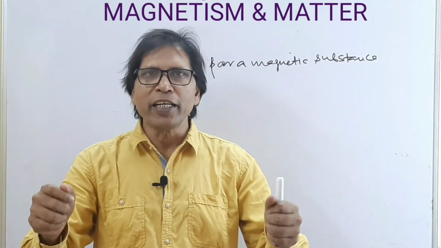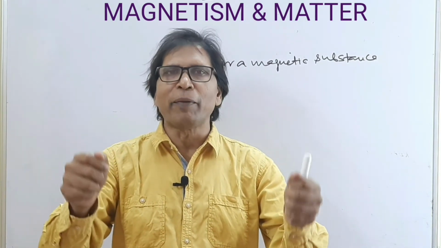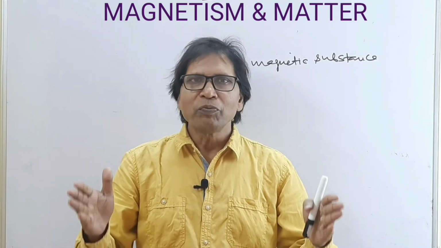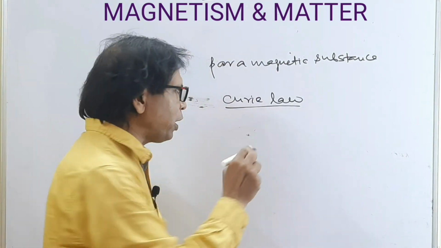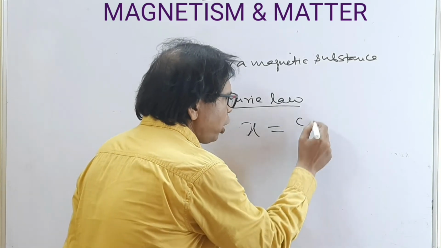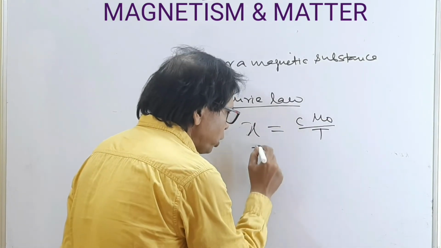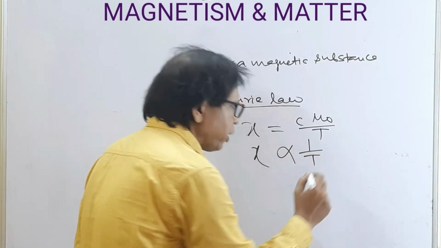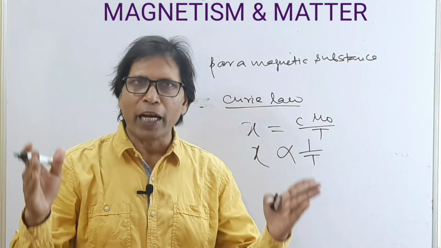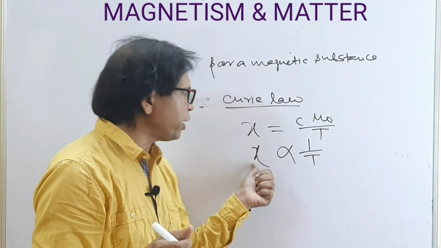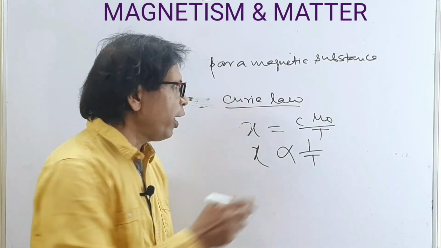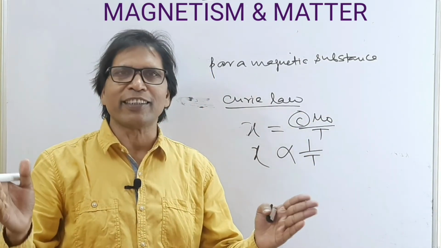Now paramagnetic substance. Paramagnetic substances are weakly attracted by the magnet. Aluminium, calcium, sodium exhibit paramagnetism. The susceptibility of a paramagnetic substance is χ equal to Cμ₀ by T. Therefore, susceptibility is proportional to 1 by T. Therefore, the susceptibility of a paramagnetic substance is inversely proportional to its absolute temperature. This is known as Curie law, and C is the Curie constant.